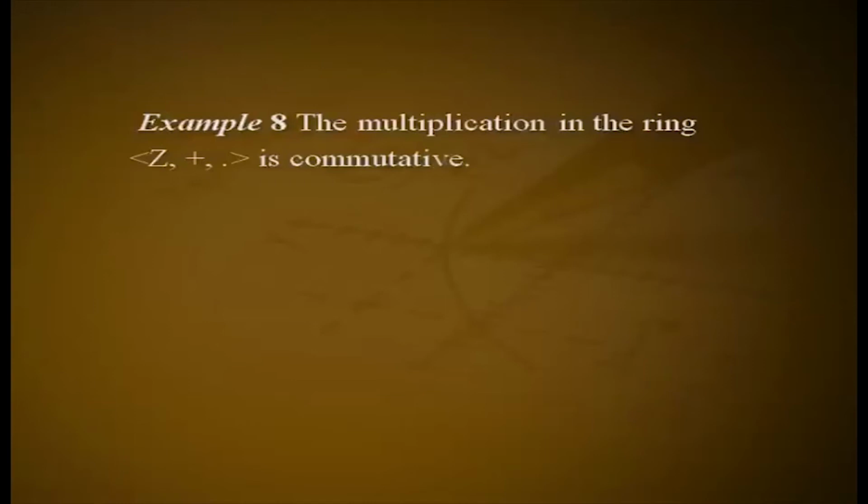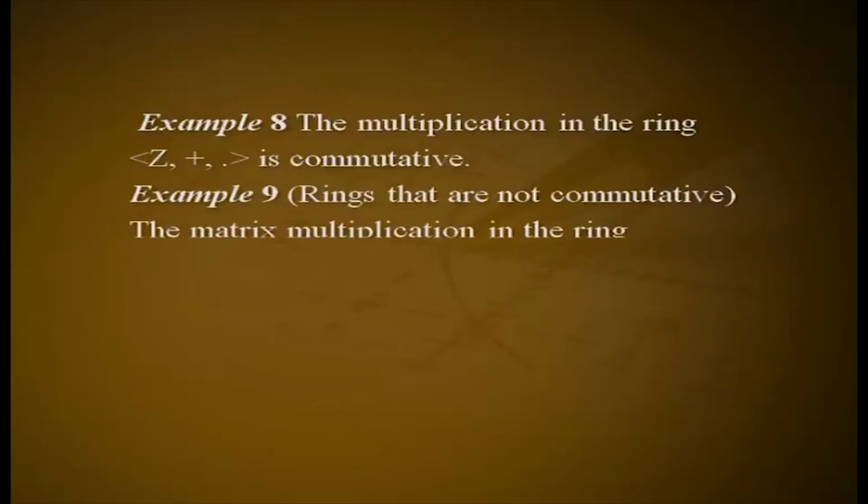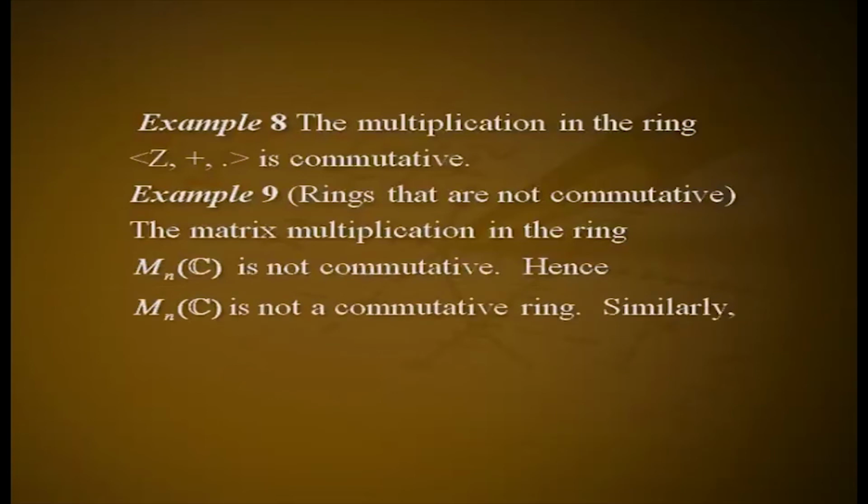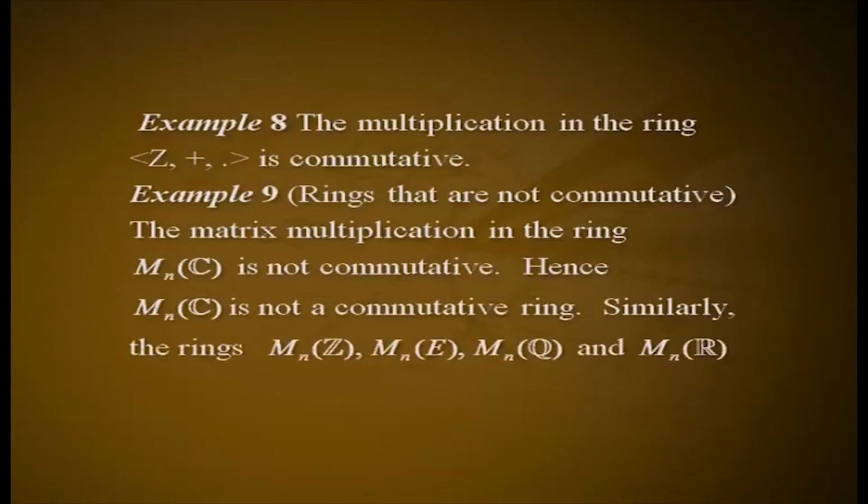Example 8: the multiplication in the ring (Z, +, ·) is commutative. Example 9: rings that are not commutative. The matrix multiplication in the ring M_n(C) is not commutative, hence M_n(C) is not a commutative ring. Similarly, the rings M_n(Z), M_n(R), M_n(Q) and M_n(R) are all not commutative rings.